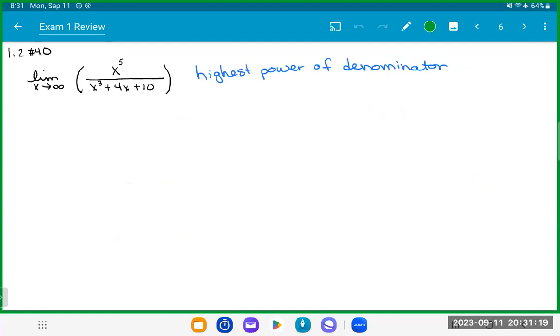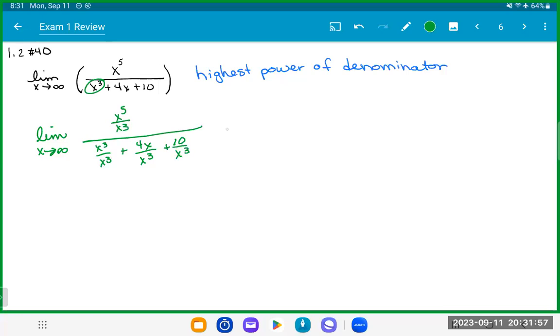Okay, so for this next one, I put a little reminder here. We need to take the highest power of the denominator. So in this case, our highest power of the denominator is this x cubed. So we're going to divide everything, all terms, by x cubed. And so this gives me the limit as x approaches infinity of x to the 5 over x cubed, then we have x cubed over x cubed plus 4x over x cubed plus 10 over x cubed.